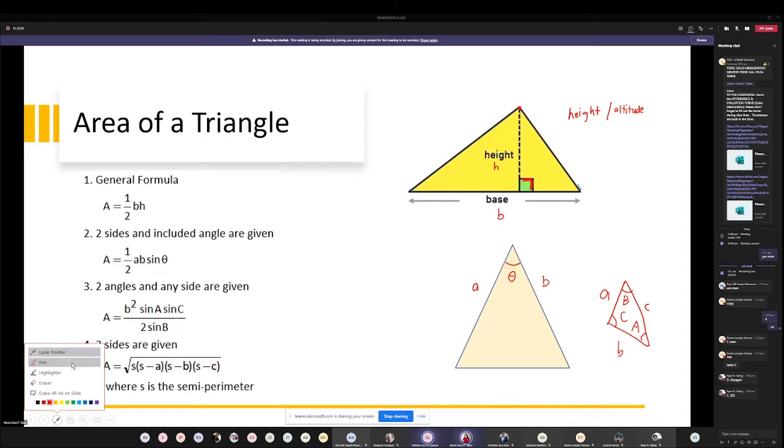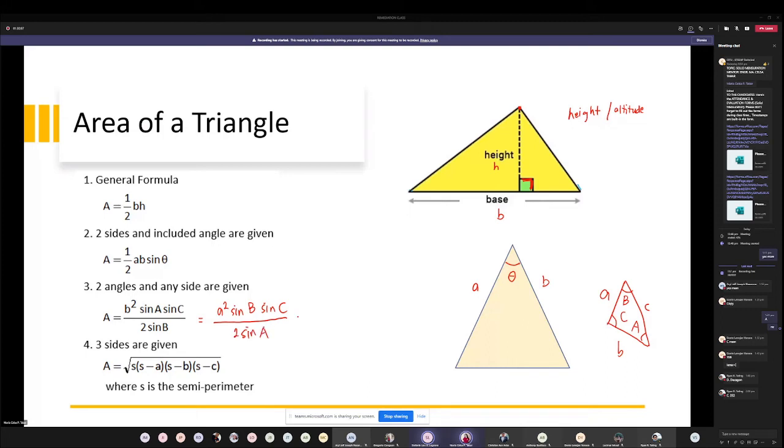So if the given side is, let us say, side A, then the equation becomes A squared times sine of B times sine of C, and then you have to put the angle A below.